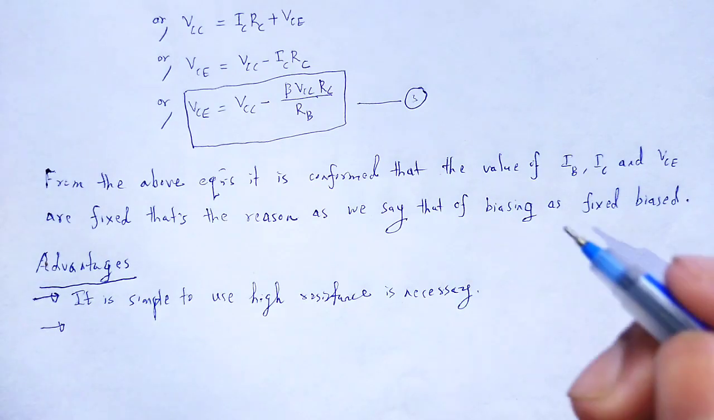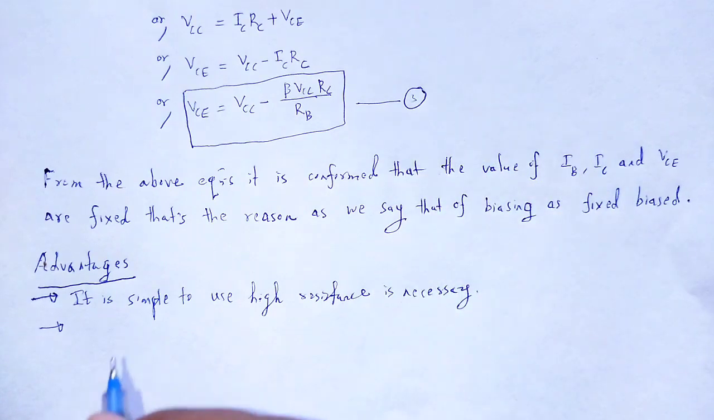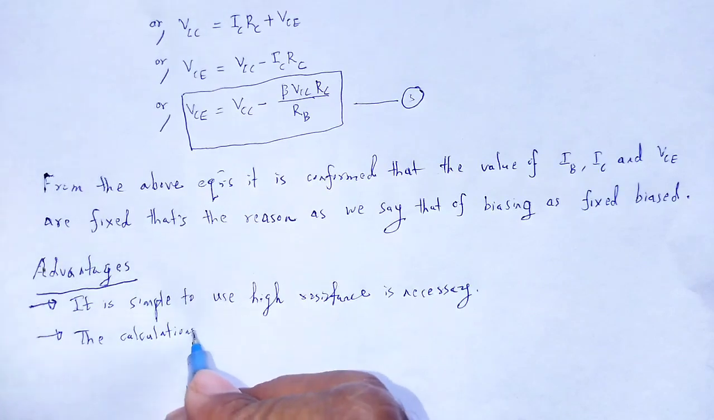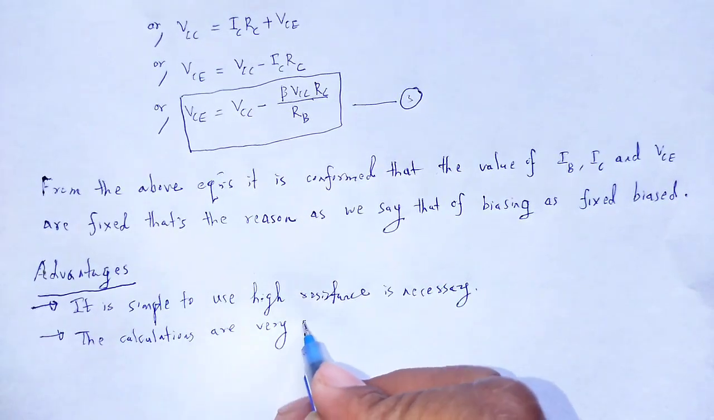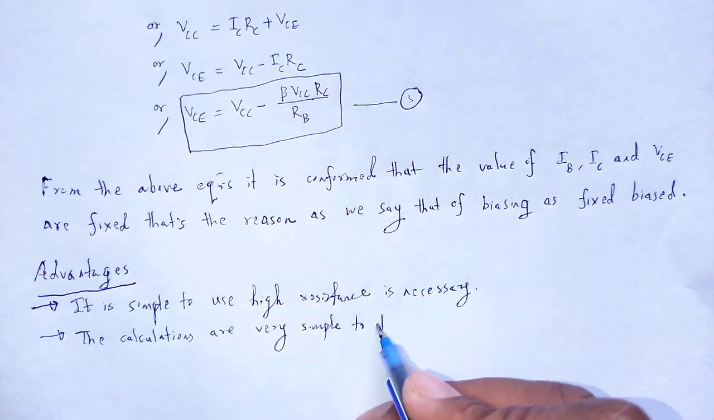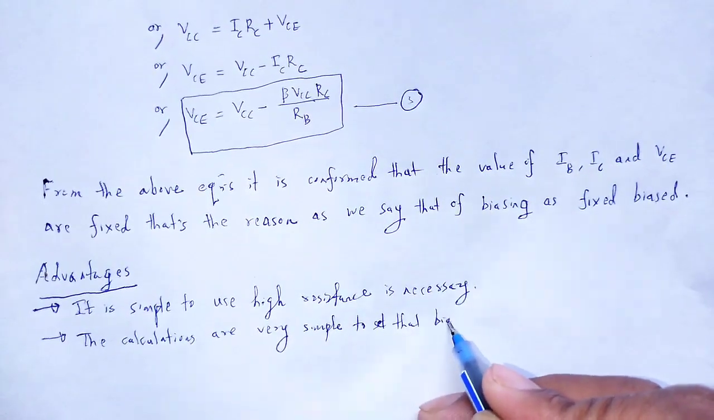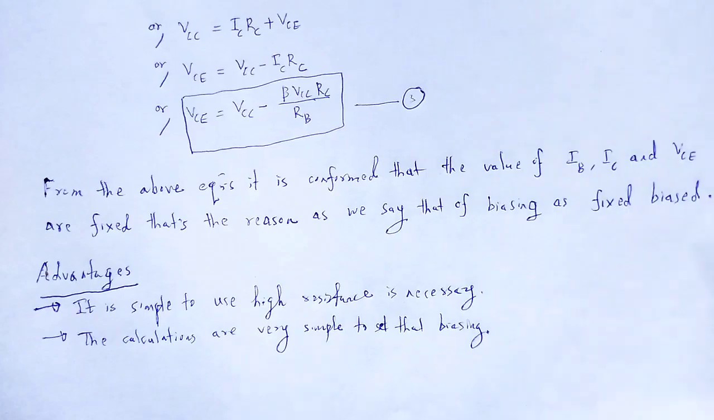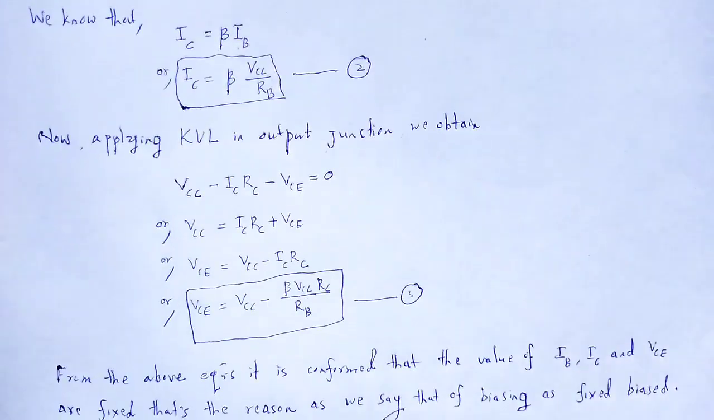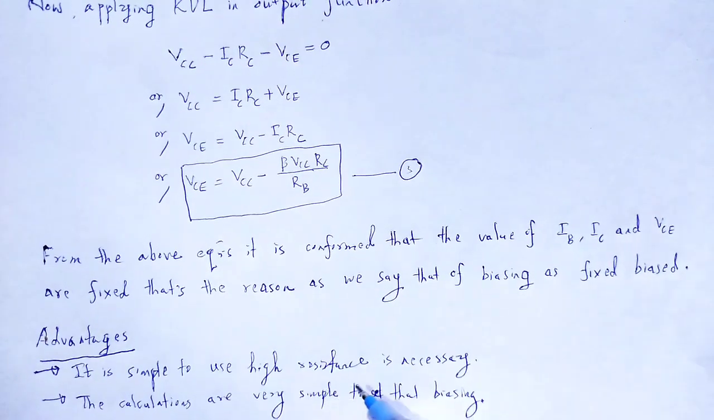Next advantage, the calculations are very simple to set that biasing. To set that biasing, our requirement is IB, IC and VCE. Since high resistance is our requirement, the calculation is very easy for us.